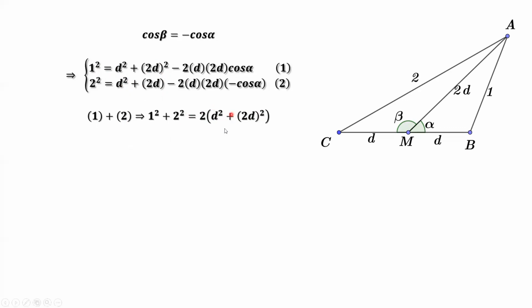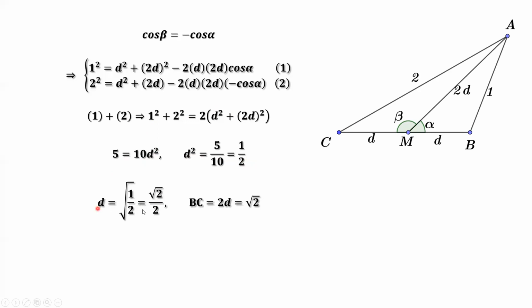Simplifying this equation, then we have 5 equals 10d squared. This implies d squared equals 1/2. D equals square root of 2 over 2. The question is, what is the BC? BC equals 2D equals square root of 2.